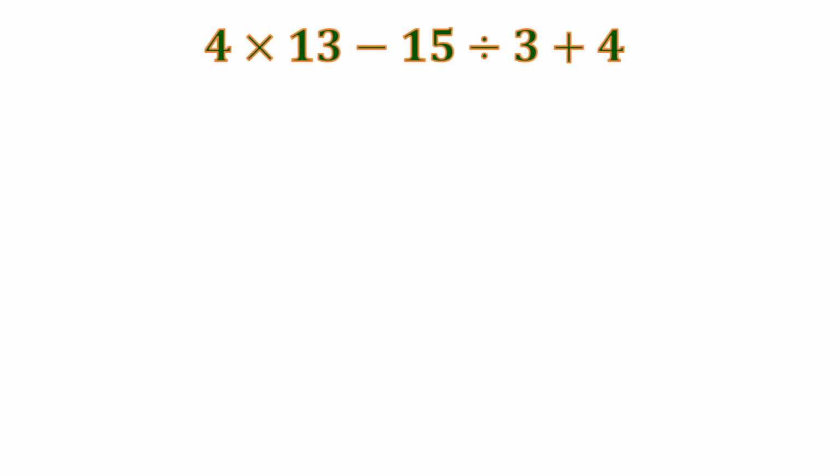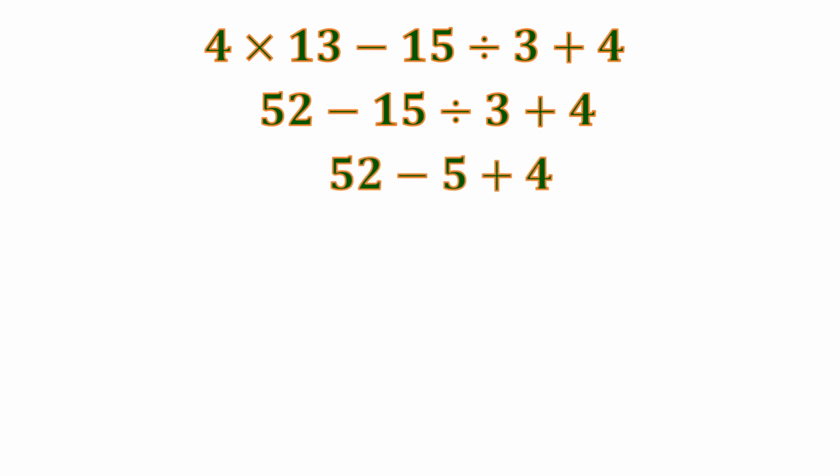And the last example, we have 4 times 13 minus 15 divided by 3 plus 4. Our expression has all four operations. We have times and divide, and we are going to do multiplication first because it appears from the left first. So 4 times 13 is 52. Then copy the rest. We are left with division, minus, and plus. Of course, you have to divide first. So 15 divided by 3 is 5.